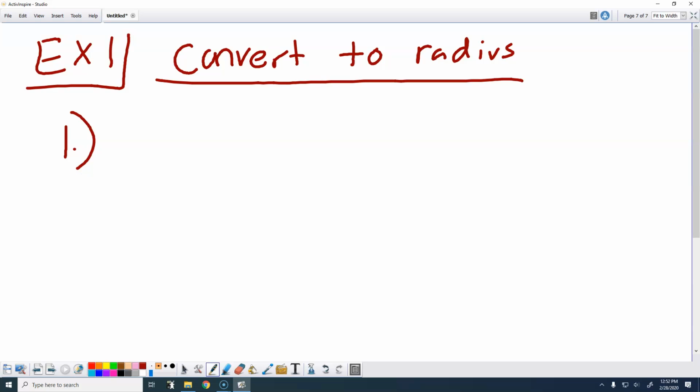Okay, let's do 30 degrees real quick. I want to convert 30 degrees into radians. That's my goal.